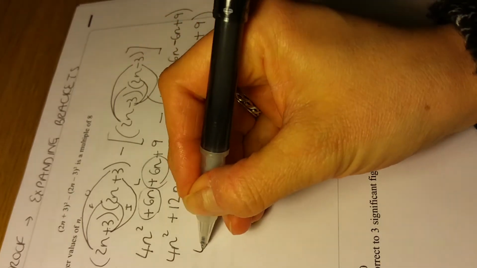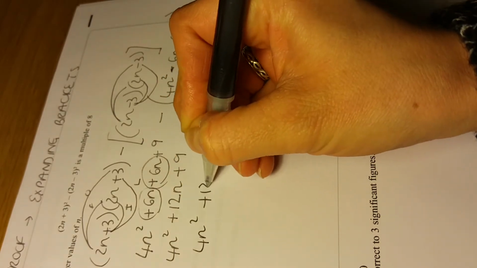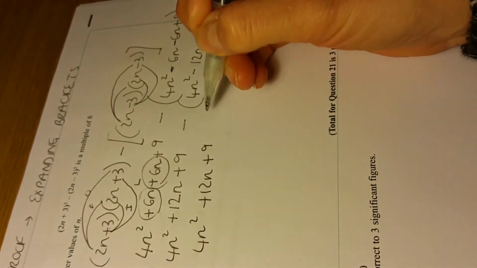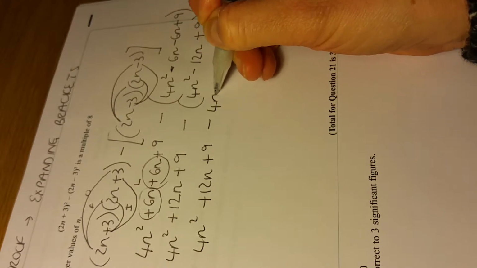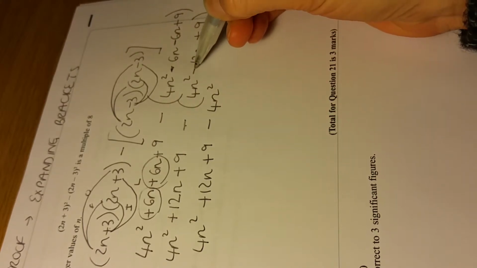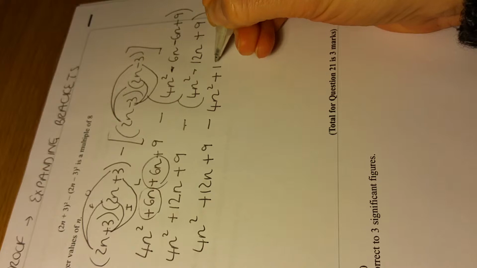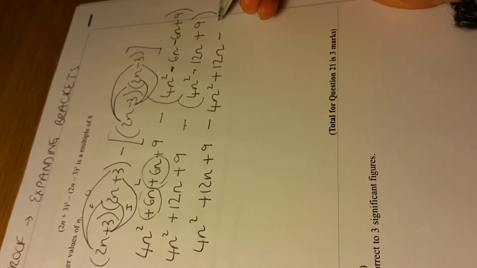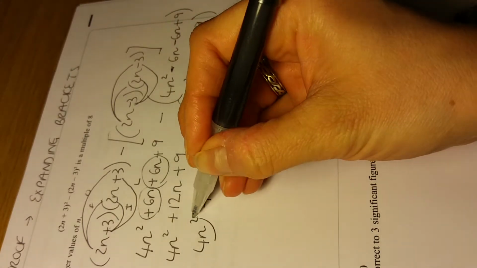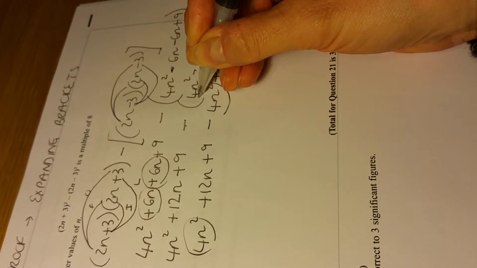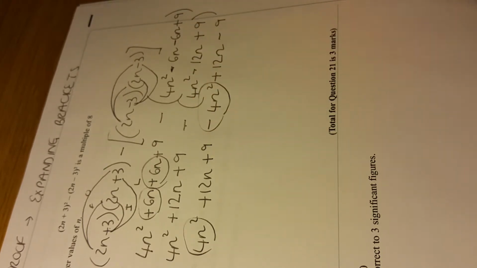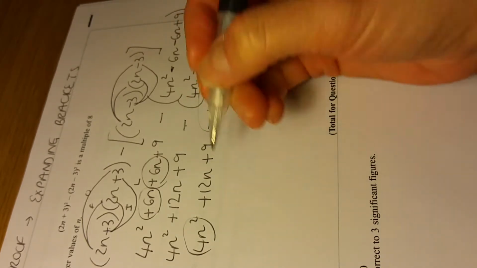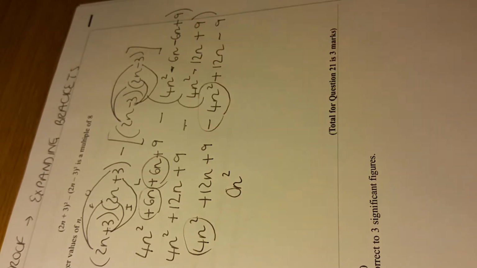So now what I've got is 4n squared plus 12n plus 9. Then I'm taking away that. Then I'm taking away the minus, so I'm actually adding on 12n. And then I'm taking away the positive, so I'm taking away 9. So now again I tidy up. So I've got 4n squared take away 4n squared. The sign is important. So I've got 0n squared. Now, we wouldn't normally write that in the exam, but the reason I'm writing it now is so you can see where it's come from.